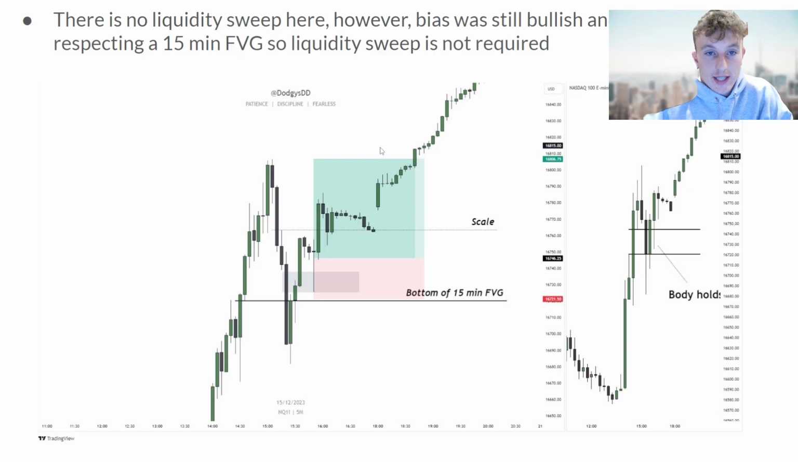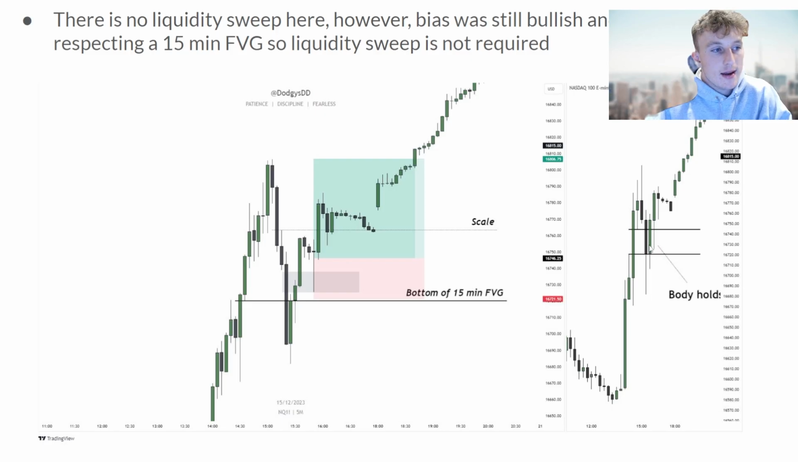So in this example, there's no liquidity sweep. Okay, we don't sweep this low here. However, this is the 5-minute time frame. As you can see here, this is the 15-minute time frame. As you can see here, the 15-minute body holds this very algorithmically. And what happens is this is still a valid IFVG because even though there's no liquidity sweep, we're still bouncing from a higher time frame fair value gap. So this is still a valid trade setup. Does that make sense? So we don't need a liquidity sweep if we're holding this, okay?